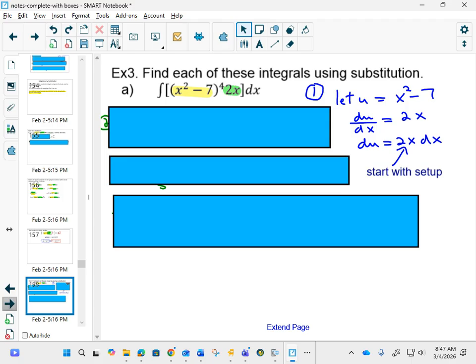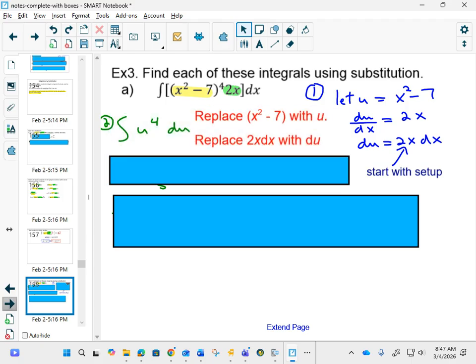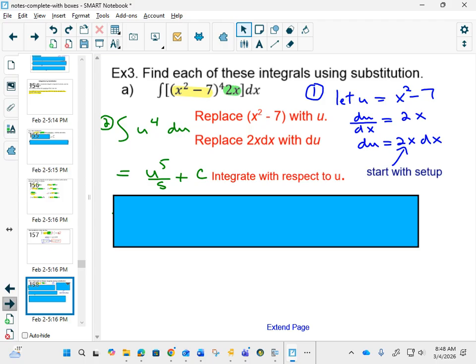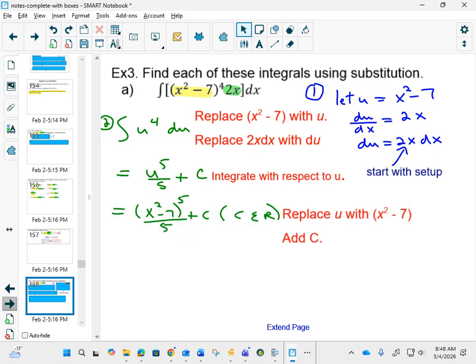Then we can go back to our original integral and substitute everything out. So instead of the yellow, x squared minus 7, you replace that with u. You still have the exponent of 4. The 2x dx gets replaced with the du. And now you have a simple integral. It's just a power. What do we do with powers? Add 1 to the exponent and divide. Does it make sense that you would get u to the 5 over 5 plus c? And now we can substitute back. And we've got the actual integral.